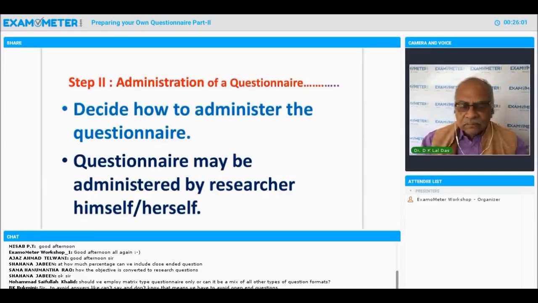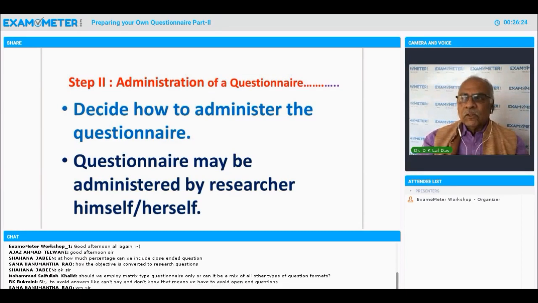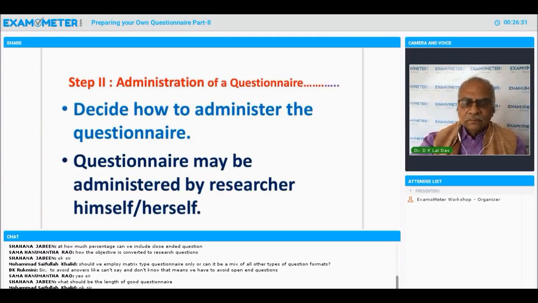Another question from Khalid is, should we employ a matrix type questionnaire only, or can it be a mix of all other types of formats? It should be a mix of all other types. Matrix is only when you have a similar response pattern for a set of questions, not for different types of questions. So matrix can be used for only very specific questions. Now we'll move to step 2.